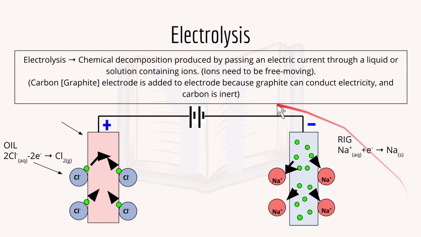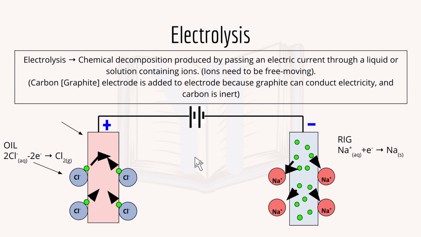Then we have electrolysis. Electrolysis is a chemical decomposition produced by passing an electric current through a liquid or solution containing ions, and the ions need to be free moving. And you see, these are electrodes. You see these colored things. And carbon or graphite electrodes specifically are used because graphite can conduct electricity, and carbon is inert, so it won't react.